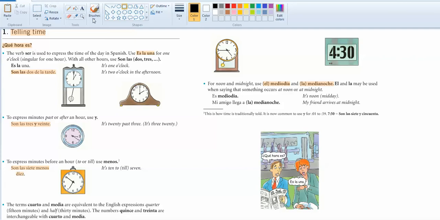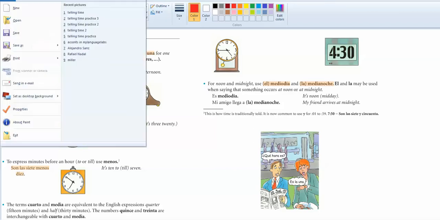You can use es la if your time is 1. Okay, so if 1 o'clock is your time, you're going to use es la in front of it. If your time is any other time out of the day, you are going to use son las. Okay, so let's do a little bit of practice with that before we come back and look at the rest of this.